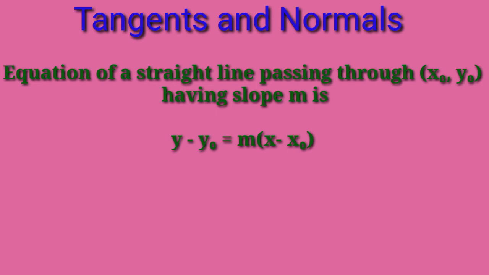Hi students, today we are going to start the next topic, tangents and normals. In this section, we shall use differentiation to find the equation of the tangent line and the normal line to a curve at a given point. In the previous year, we had studied that the equation of a straight line passing through a given point (x0, y0) with slope m is y minus y0 equals m into (x minus x0).